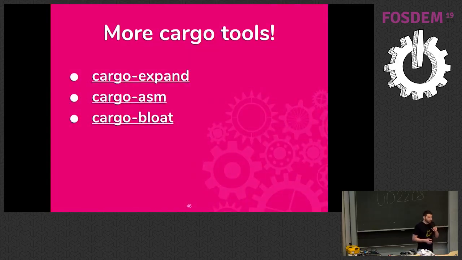And last but not least, there's also cargo bloat, which will show you what functions take up the most space in your binary and how much storage you could save by removing those functions. All of those, including cargo inspect, are very nice to get to know the compiler. I also advise you to just compile the compiler once. There are instructions in the Rust C book, and debug it. Just give it a shot.